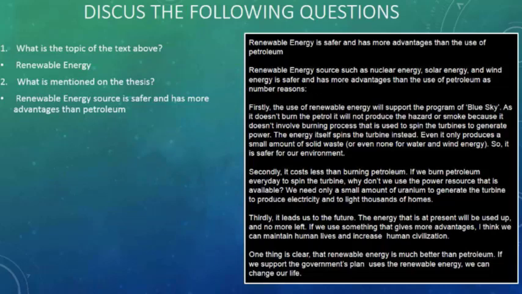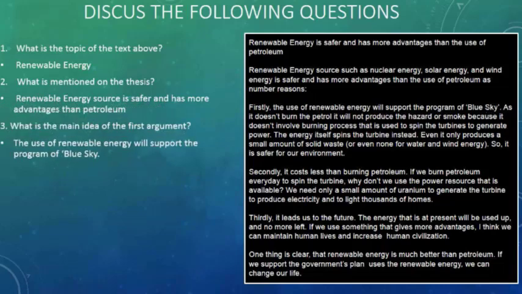Okay, then here is question number 3. What is the main idea of the first argument? Okay, so I would like to ask again, how many arguments did the writer write here? 3. First, okay, what is the main idea or the topic sentence of the first argument? Right, here is the topic sentence and here is the main idea. So your answer must be: the use of renewable energy will support the program of blue sky.